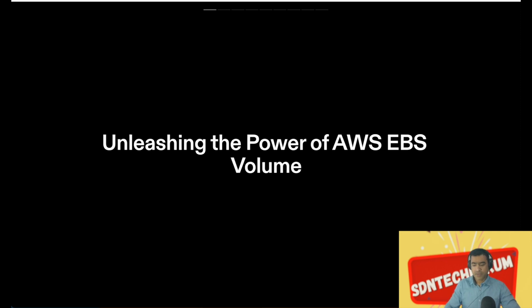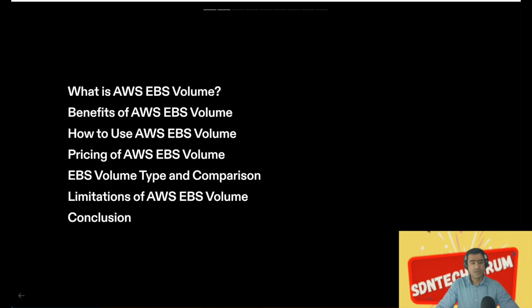So let's understand what is AWS EBS volume, and see what we have in our agenda. First, we are going to learn what is AWS EBS volume, what are the benefits of using EBS volume, how to use AWS EBS volume, then we will touch base on pricing. Finally, we will do a comparison of different EBS volume types available on AWS, and then we will look at some of the limitations. Finally, we will go to the demo and I'll show you how to create an EBS volume, how to attach it to an EC2 instance, and then how you can start using it.